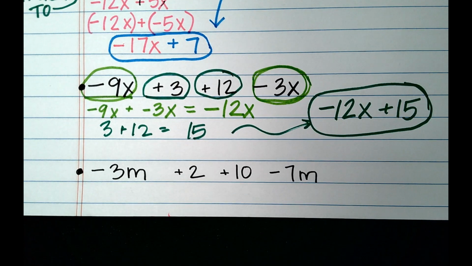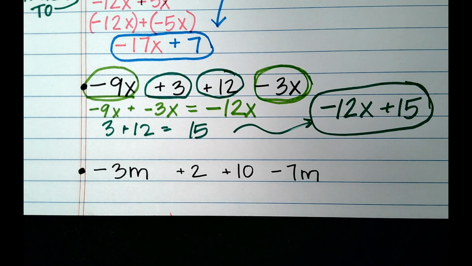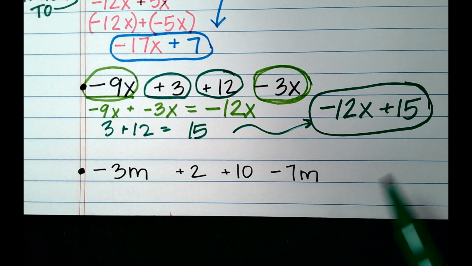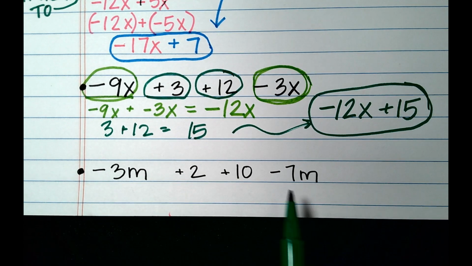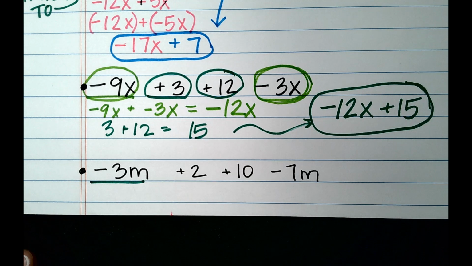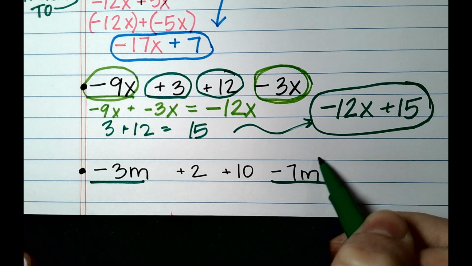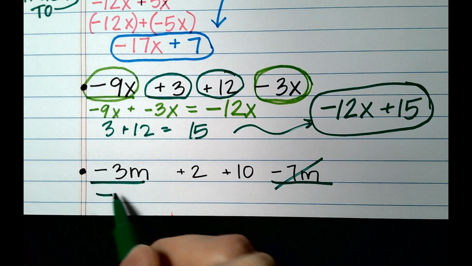Okay. Negative 3m plus 2 plus 10 minus 7m. What should I do first? Negative 3m. Okay. And then negative 7m. Yes. Okay. So I'm going to put those together.